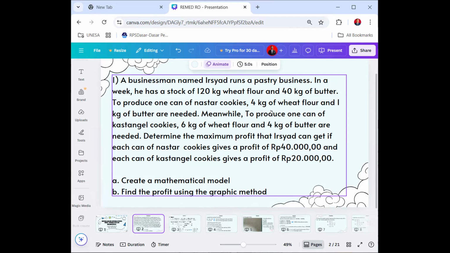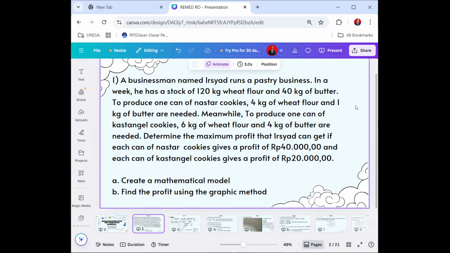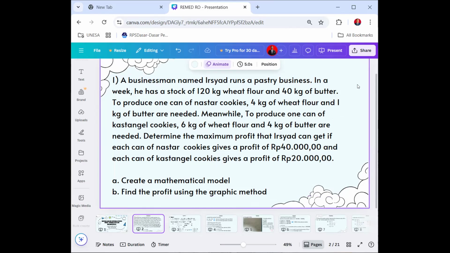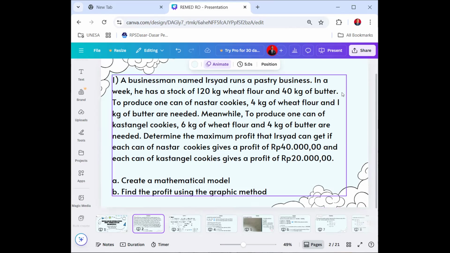Meanwhile, to produce 1 can of kastengel cookies, 6 kilogram of wheat flour and 4 kilogram of butter are needed. Now determine the maximum profit that Irsyad can get if each can of nastar cookies gives a profit of 40,000 rupiah, and each can of kastengel cookies gives a profit of 20,000 rupiah.